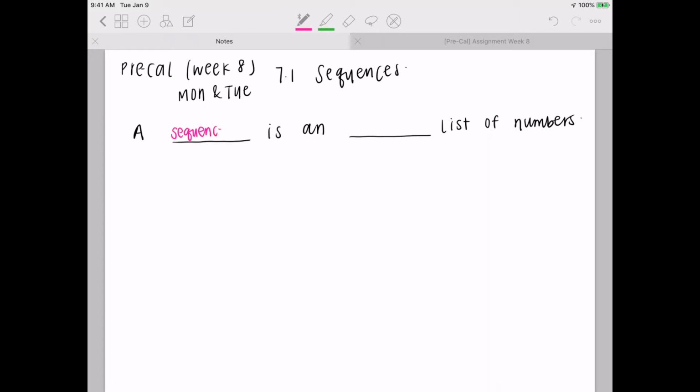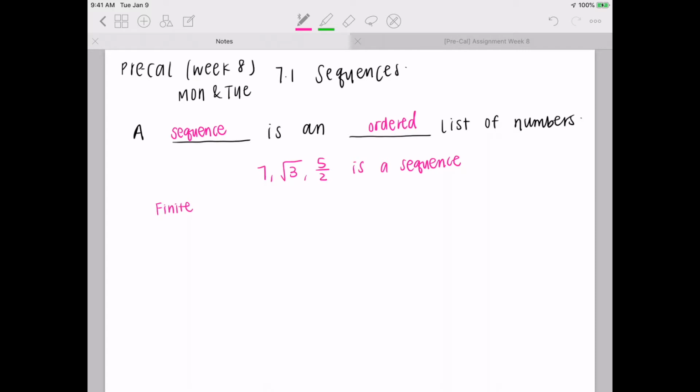A sequence is an ordered list of numbers. So whenever you're given just numbers like these three numbers, even though they don't look like they have anything in common, this is still considered a sequence. Just the definition itself, you don't have to have a specific pattern to it.